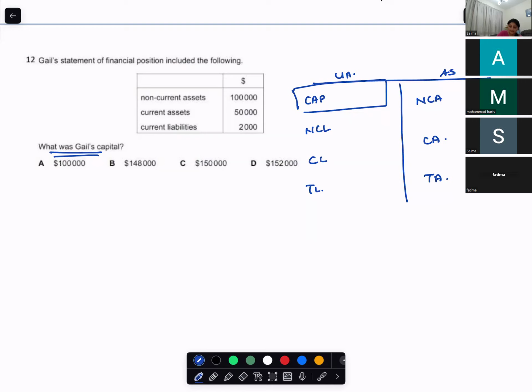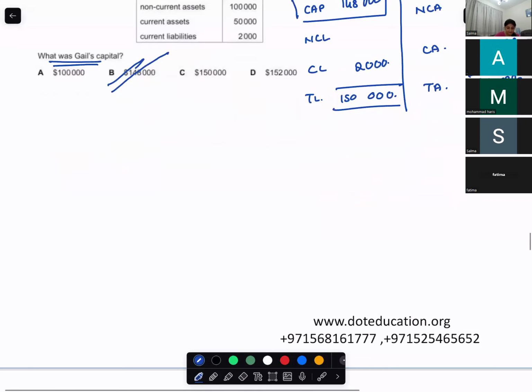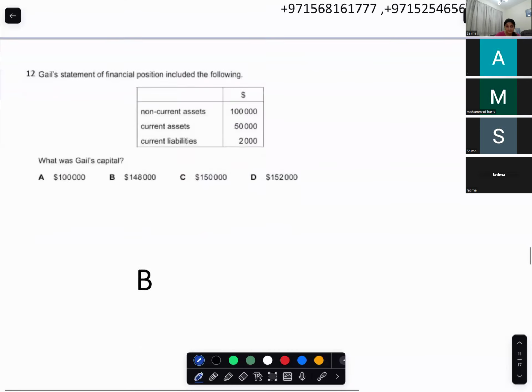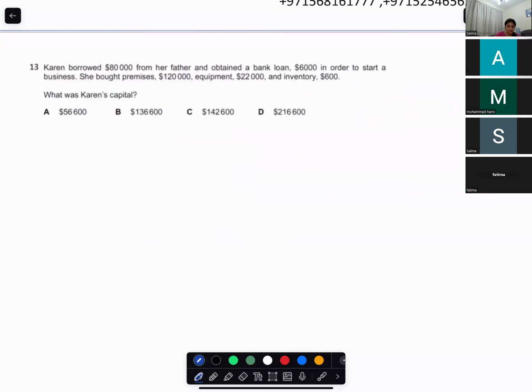Total assets is 150,000 minus 2,000, which is 148,000. That's our capital. Okay, fine. I hope you all are with me.